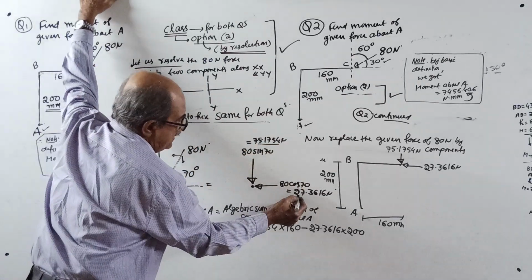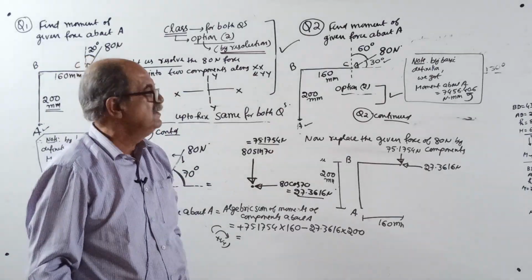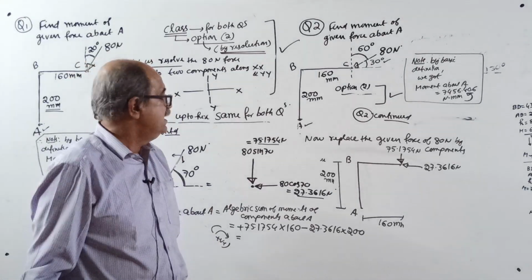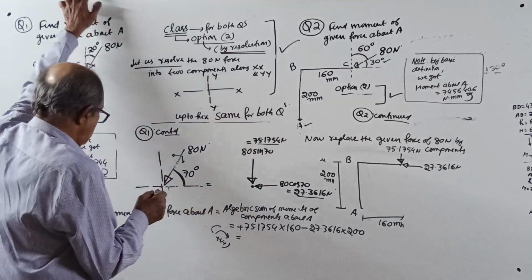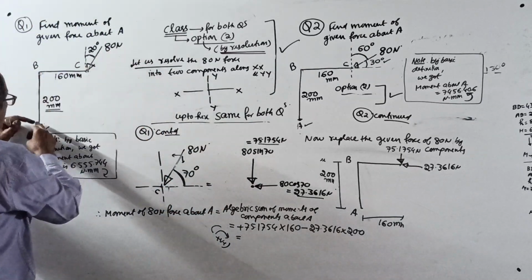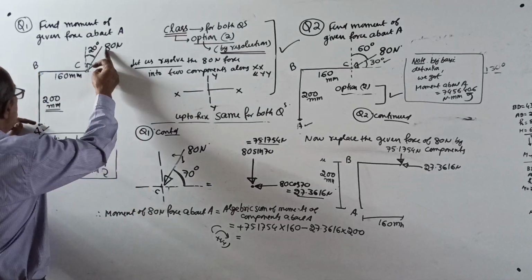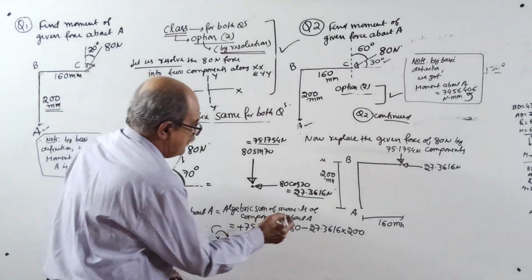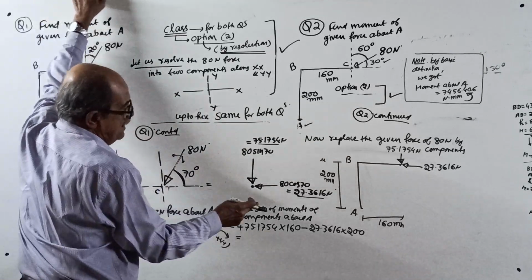I already calculated. I need not waste time explaining all this. It is done so many times earlier. If it is not clear, you are not studying anything. Okay, start. Now, what do we want? Moment of 80 Newton about A we want. But you know the principle. Moment of 80 Newton about A is the algebraic sum of the moments of the components about the same point A.